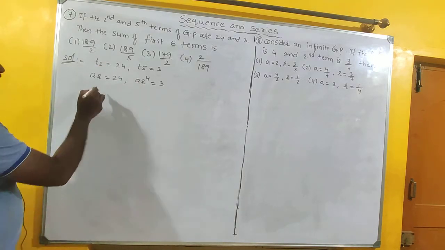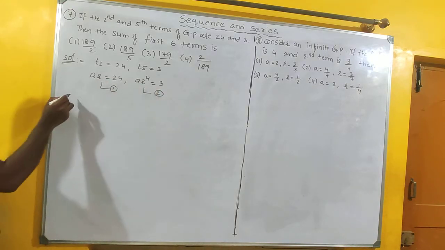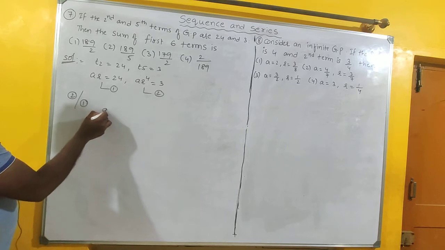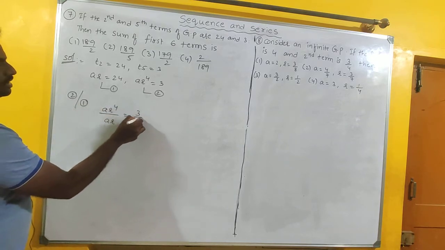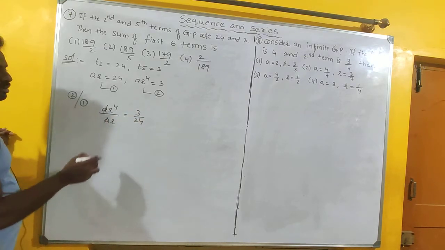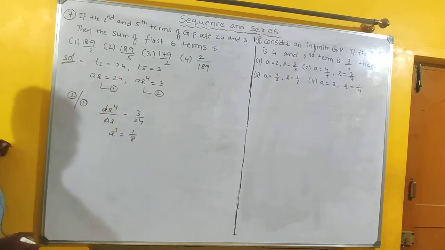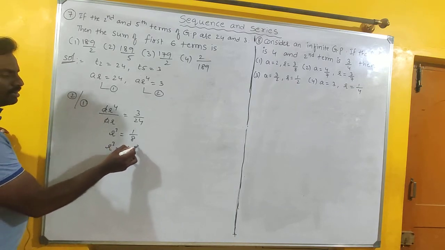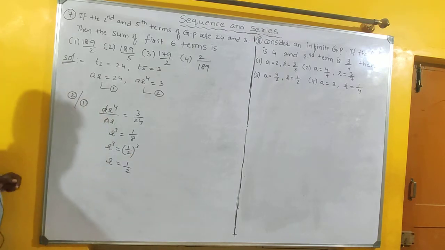This is equation 1, this is equation 2. We divide equation 2 by equation 1. Then what will we get? AR power 4 by AR equals 3 by 24. Now A gets cancelled. R power 4 by R is nothing but R cube, which is equal to 3 by 24, that is 1 by 8. Then R cube is equal to 1 by 8, which can be written as 1 by 2 whole cube. Then the R value is nothing but 1 by 2.